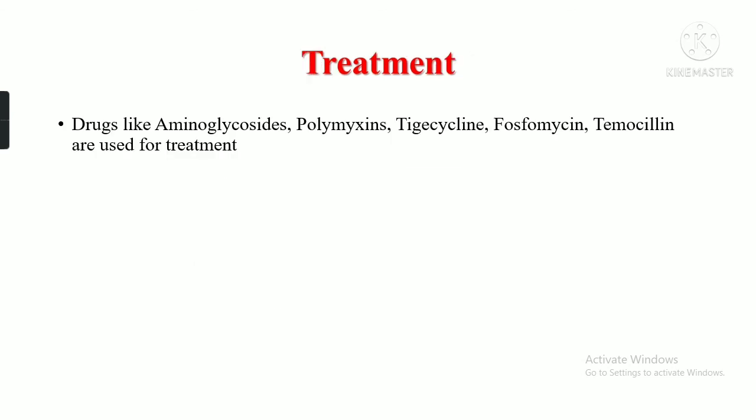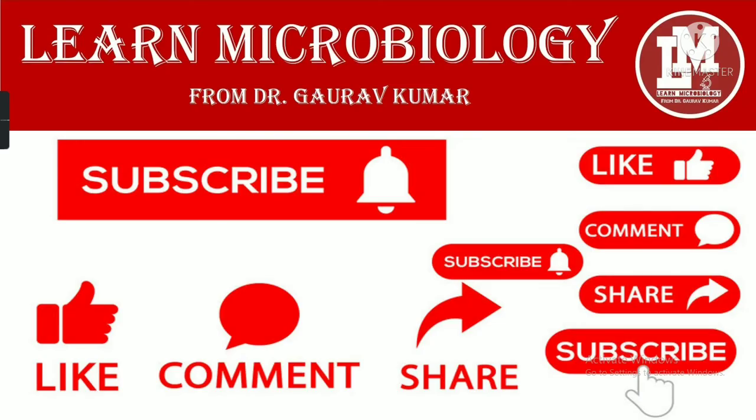Treatment. Drugs like aminoglycosides, polymyxin, tetracycline, fosfomycin and others can be used for the treatment of Klebsiella pneumoniae infection. So that's all related to Klebsiella pneumoniae.